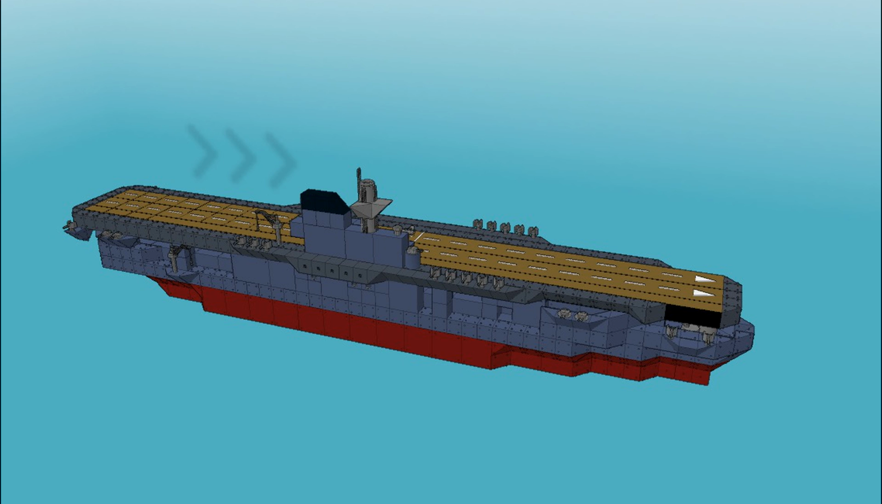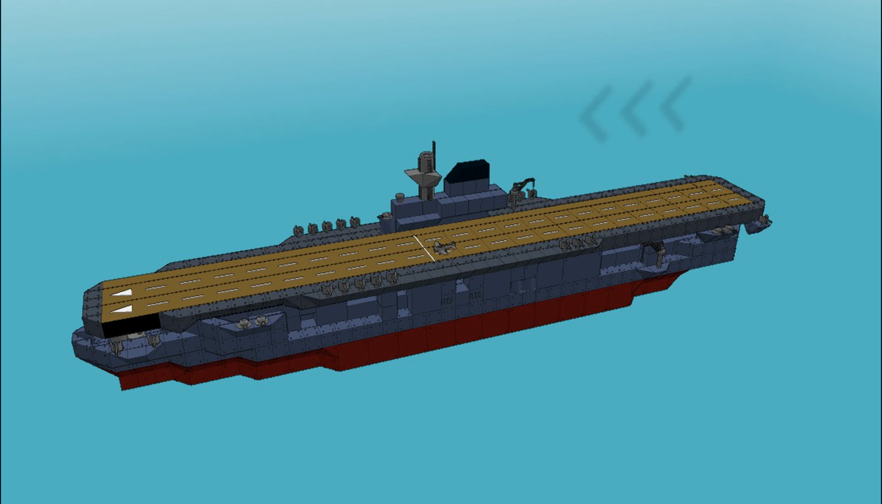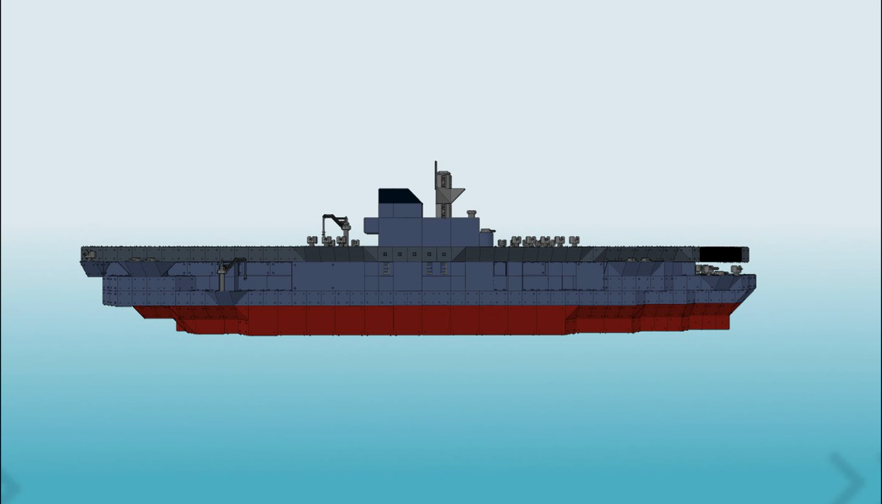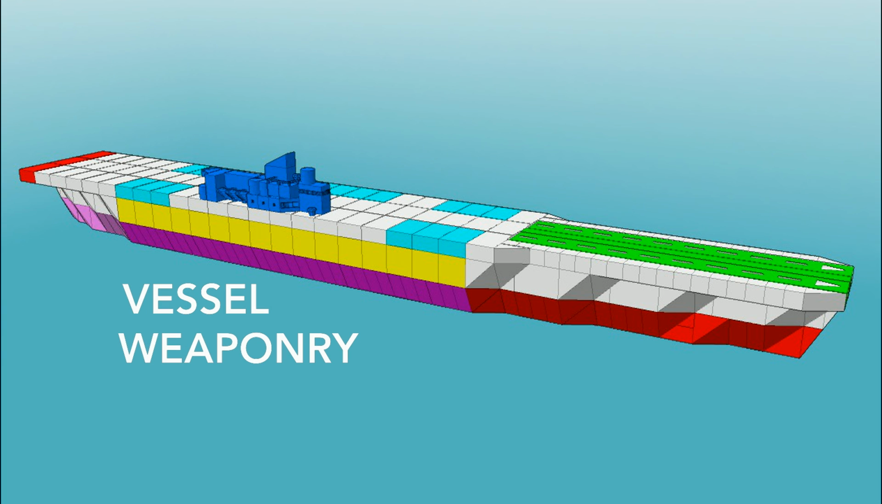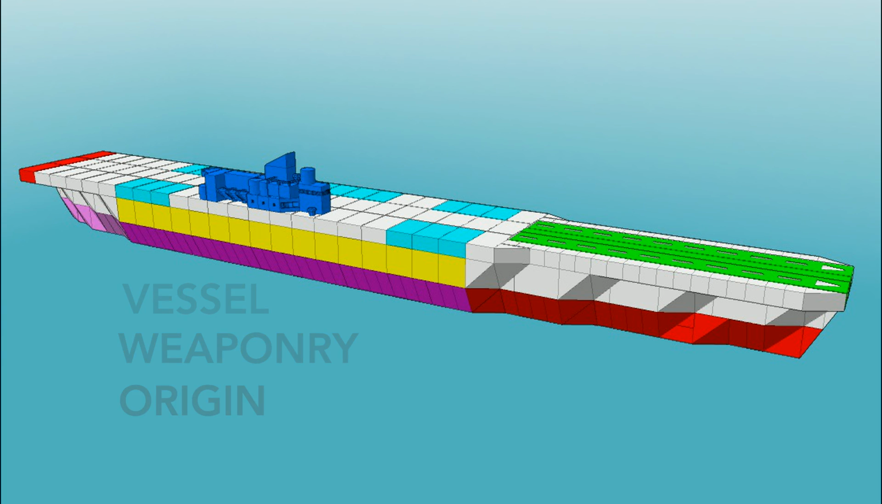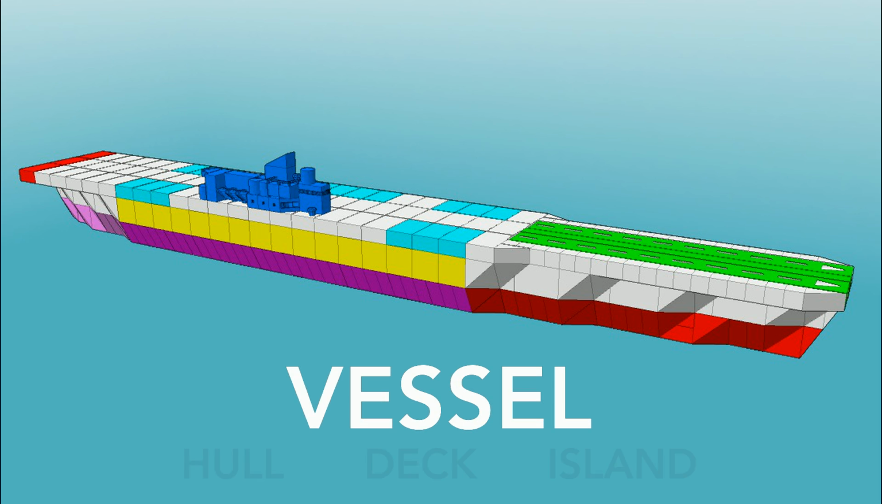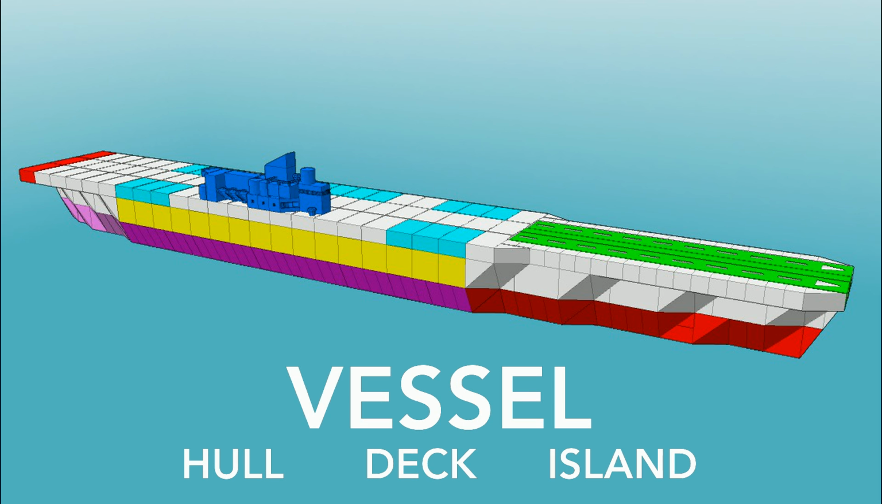bombardments from the enemy. When designing your aircraft carrier in Warship Craft, there are a variety of factors you must consider. First and foremost, you must set your budget. The aircraft carrier can be broken down into three categories: the vessel, the weaponry, and the origin. The first category is the vessel, which has three sub-tiers: the hull, the deck, and the superstructure.